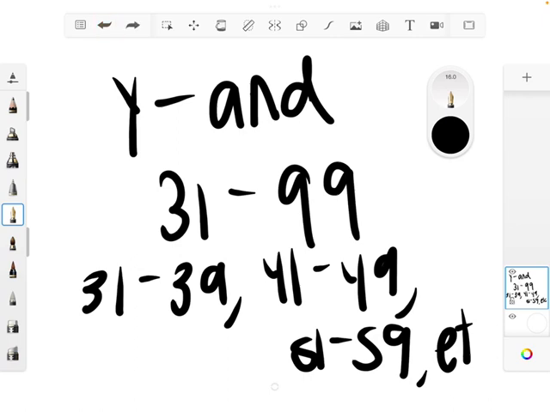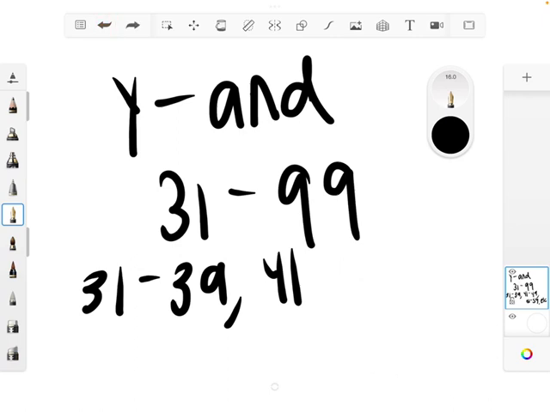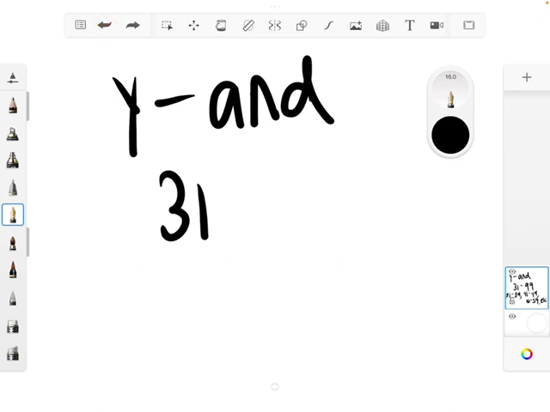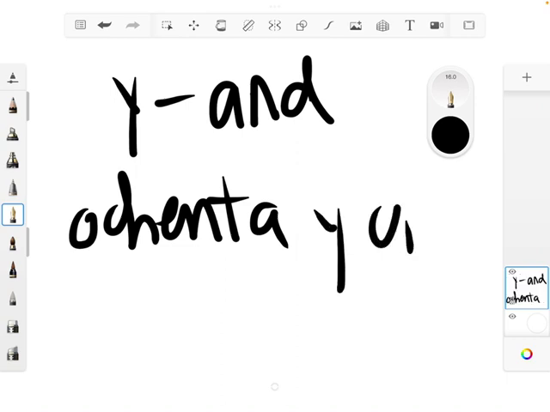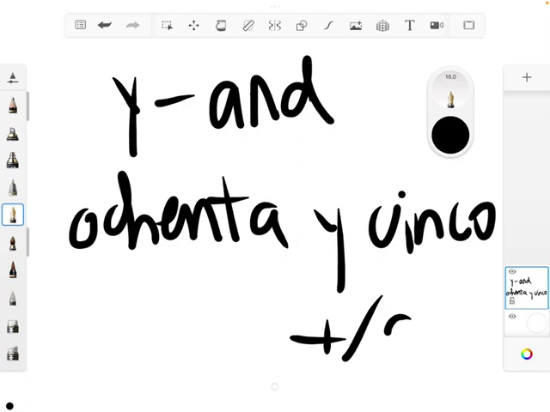So basically what you're saying is if you're talking about 85, we find the number 80 from that chart. That's 80. Y 5. That's like saying 80 and, or plus 5. 85. And that's how you form it.